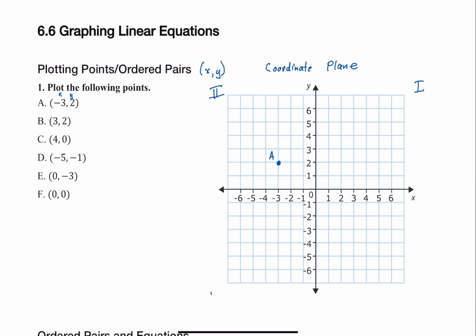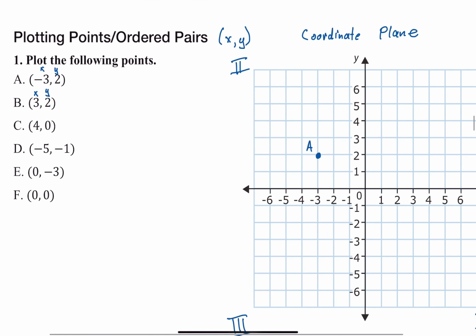But anyway, let's go ahead and look at a few other ones. If we look at point B, this time we have x of 3 and a y of 2. So we'll go to the right 3 and then we'll go up 2. So we end up right here in the first quadrant. So there is point B. Point C, again, x is going to be +4, y is going to be 0. So this one, we end up just going to the right 4 and we don't have any upward or downward movement. So there's point C.